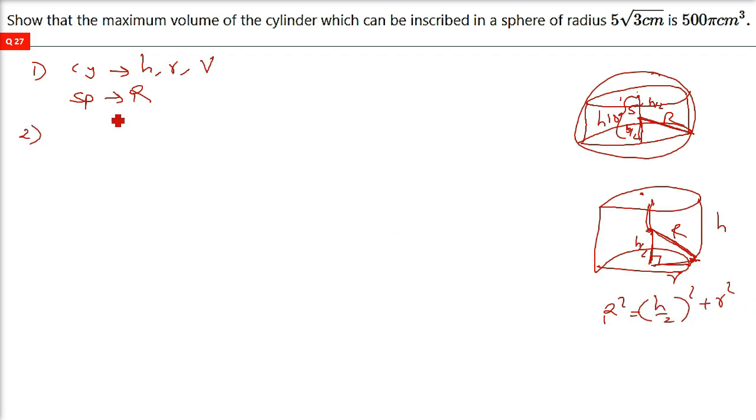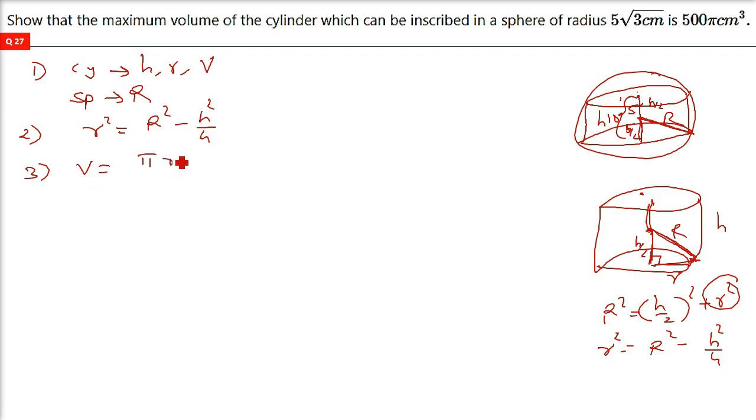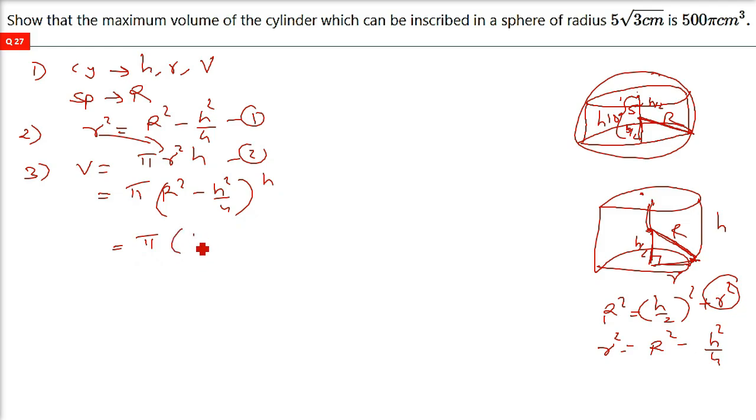So the first step was the imagination step, where we assumed everything. In the second step, we found a relationship between all these assumed variables h, r and capital R. So we got r square equals capital R square minus h square by 4. The third thing is the volume. Volume is pi r square h. From the first equation, we put the value into the second: V equals pi into capital R square minus h square by 4, into h. Now multiply this h inside, and you get pi times capital R square h minus h cube by 4.